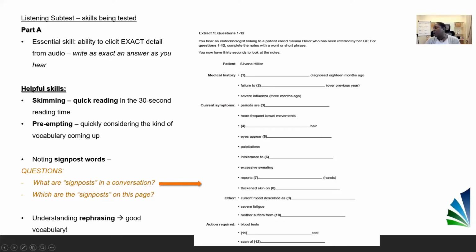So here is this question. Does anyone know what we mean by signposts in a conversation? What do we mean when we say signposts in a conversation, or in an audio, or in anything you're listening to? Does anyone know? I'll give you a few seconds to type in to the answer box.